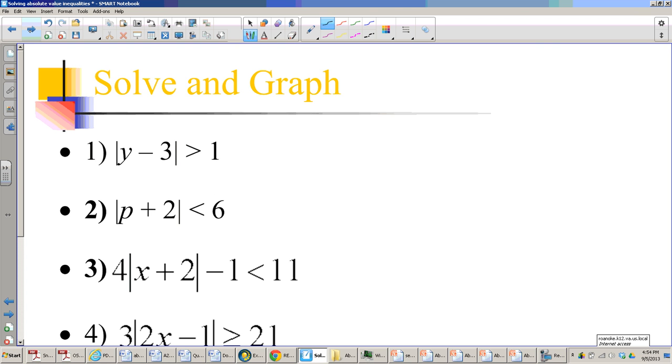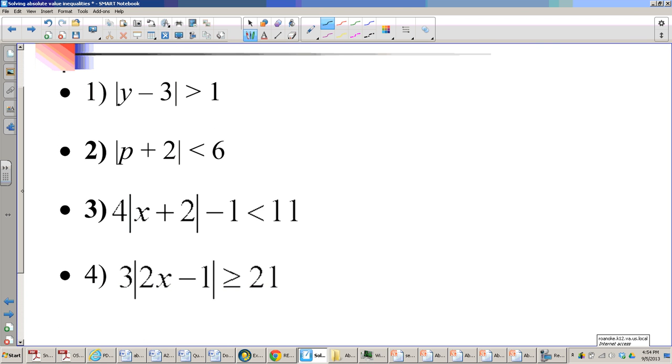Now I would like for you to try these 4 problems on your own. Make sure you're following the steps, make sure you're graphing, and make sure you write your solution in interval notation.